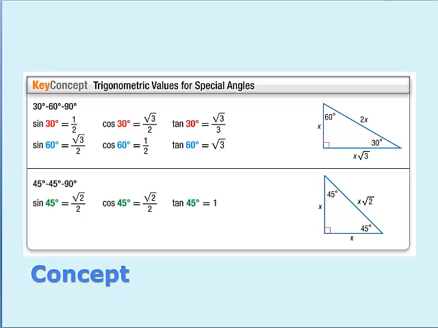Now, the 30, 60, 90 is in the top here. What I want you to notice is that across from the 30-degree angle, we really have a 1. Across from the 60-degree angle, we have root 3, which is a number that's slightly larger than 1. And across from the 90, we have a 2.